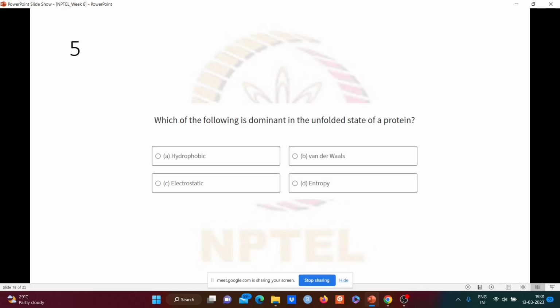Next is, which of the following is dominant in the unfolded state of a protein? So this is a question related to folding and unfolding. We have discussed the factors that help in folding of a protein. So here the question is about the dominant factors in the unfolded state of a protein.